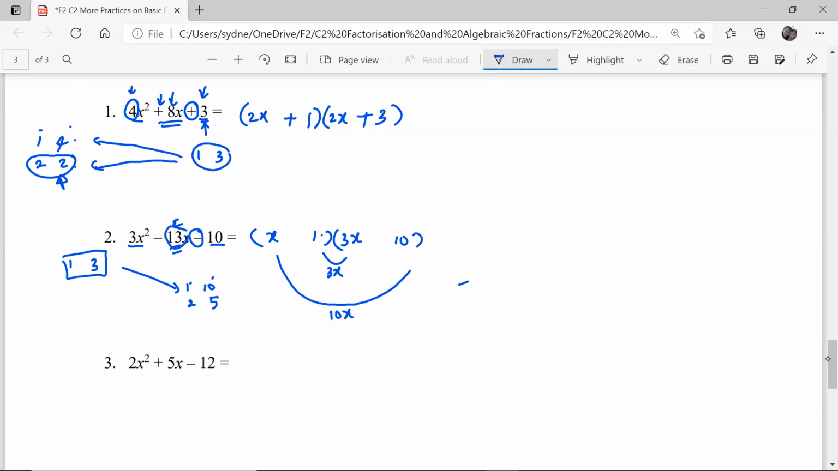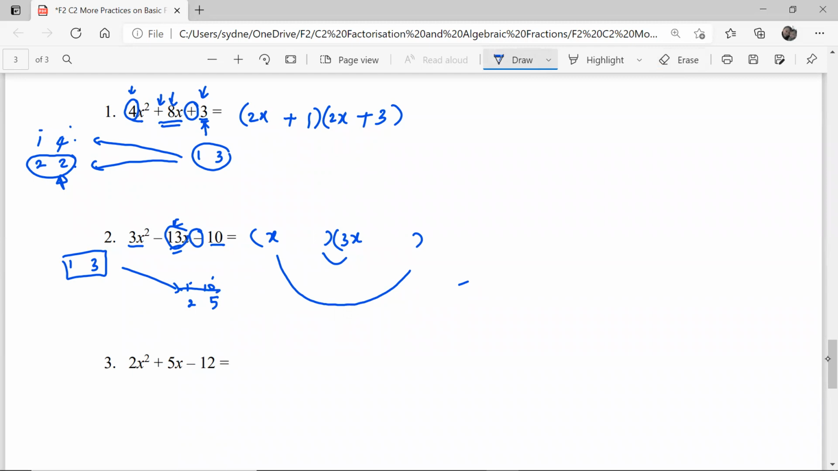What about if I swap place, 10 and 1? No, cannot. Why? The inner pair is so huge. It's too huge. 30x. 30x minus 1x, you won't get 13x. So this one is out. Cannot. So the 10 and 1, done testing, they are not. So left with 2 and 5.